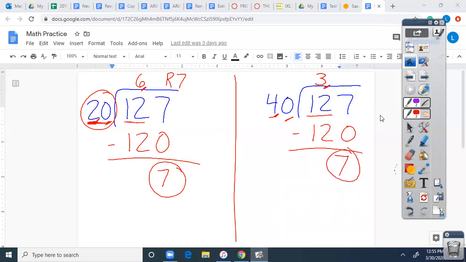Okay, is 7 smaller than 40? Yes, it is. So our remainder is 7. So our answer is 3 with a remainder of 7.